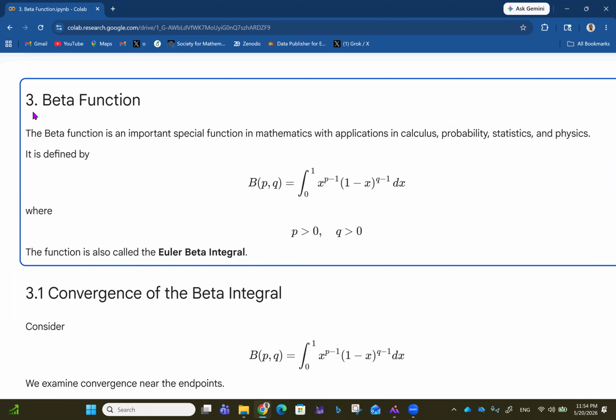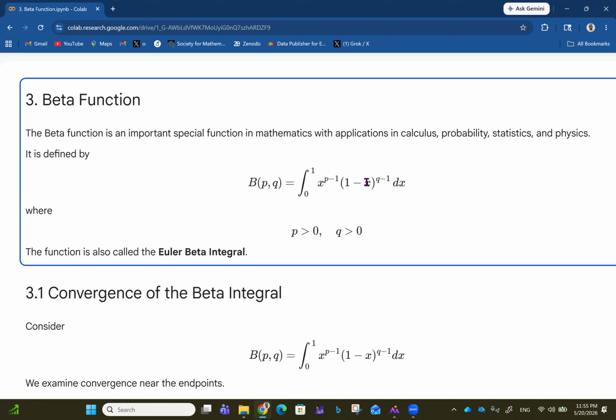The beta function is an important special function in mathematics with applications in calculus, probability, statistics, and physics. It is defined by this: B of p comma q is equal to the integral from 0 to 1 of x raised to power p minus 1. So the parameters are p and q here. The integral is with respect to x. So x raised to power p minus 1, then 1 minus x raised to power q minus 1.